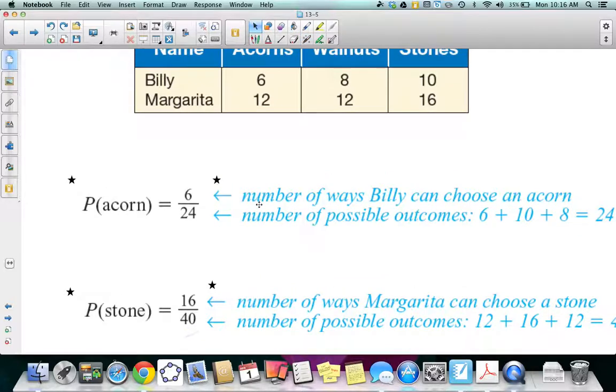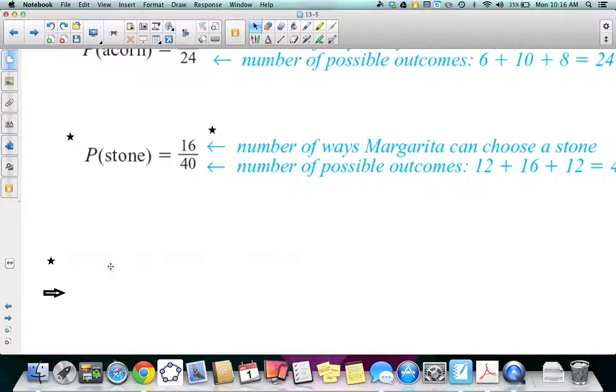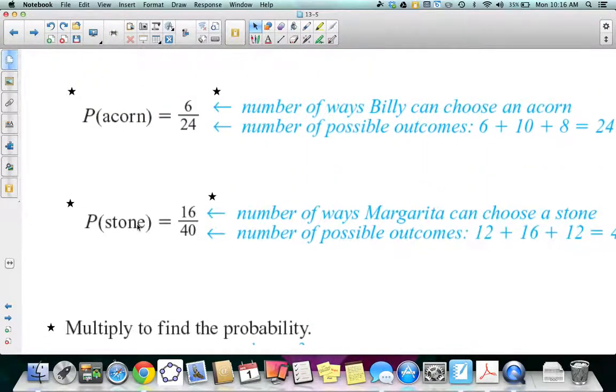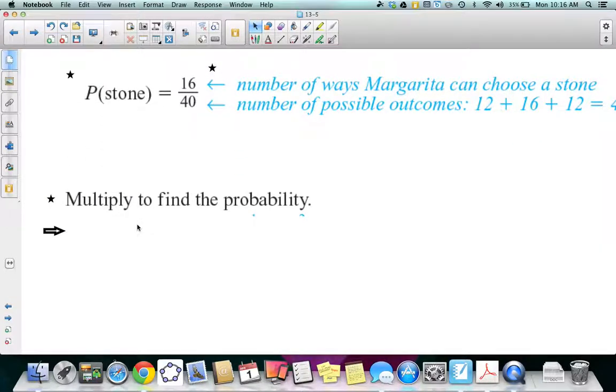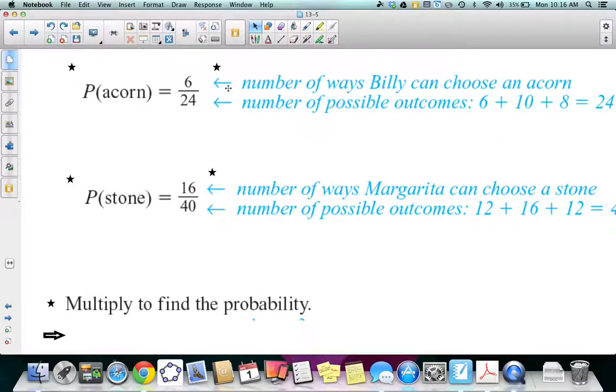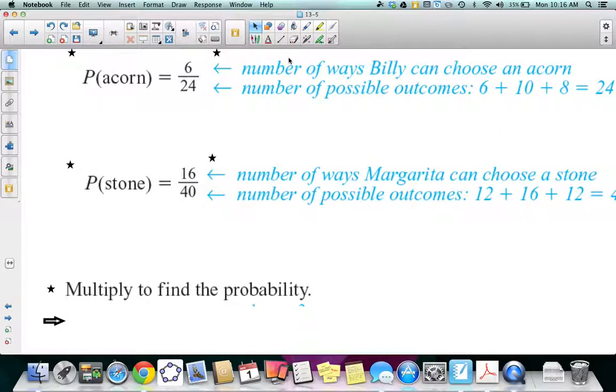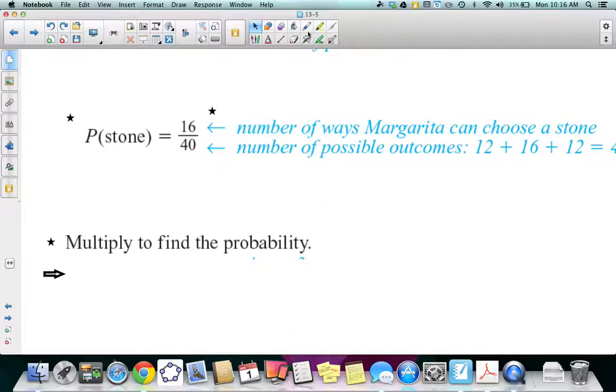So, what do we do next? The next thing we need to do is multiply to find the probability. That means we need to multiply 6 over 24 times 16 over 40. Six over 24 times 16 over 40.